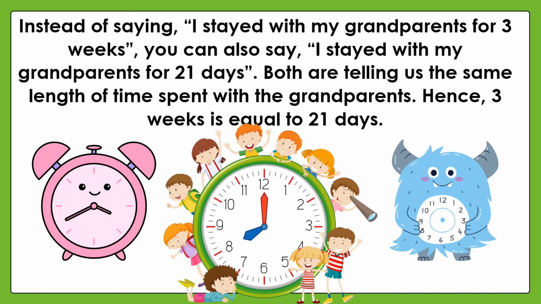Instead of saying, I stayed with my grandparents for 3 weeks, you can also say, I stayed with my grandparents for 21 days. Both are telling us the same length of time spent with the grandparents. Hence, 3 weeks is equal to 21 days.